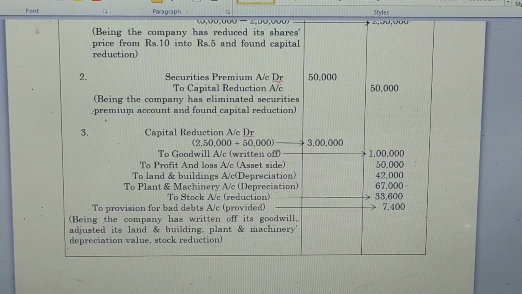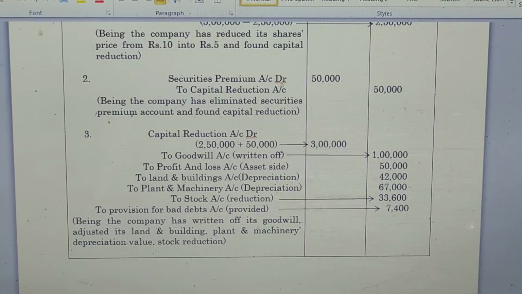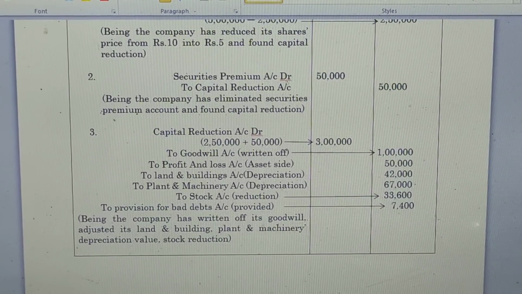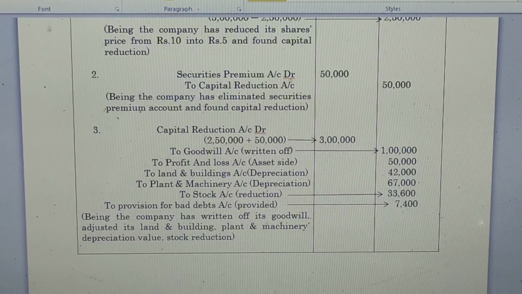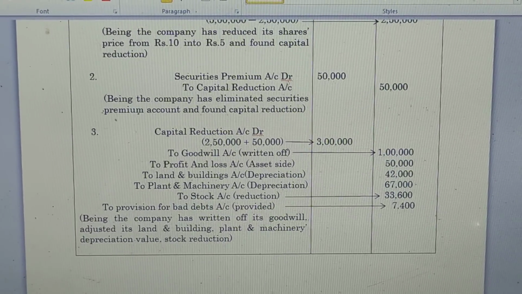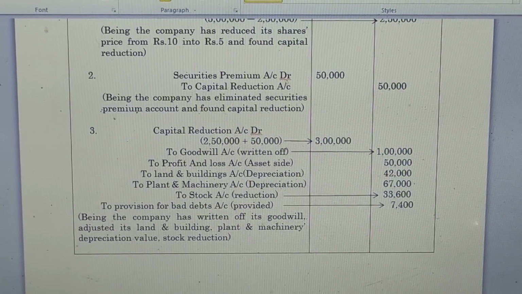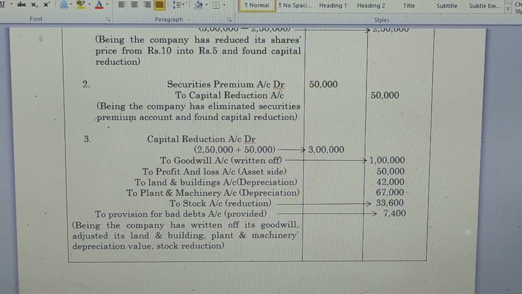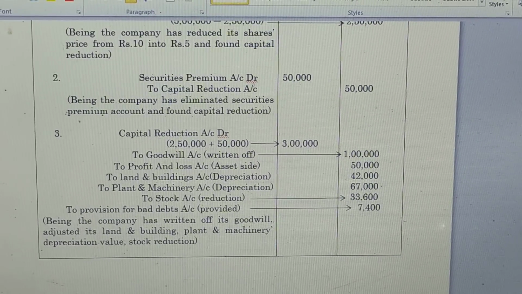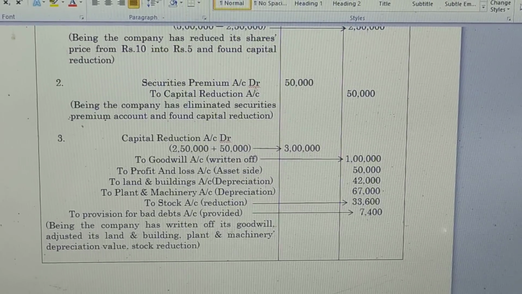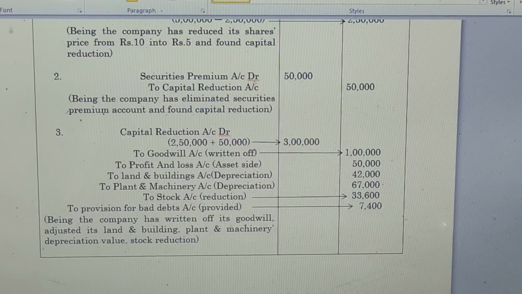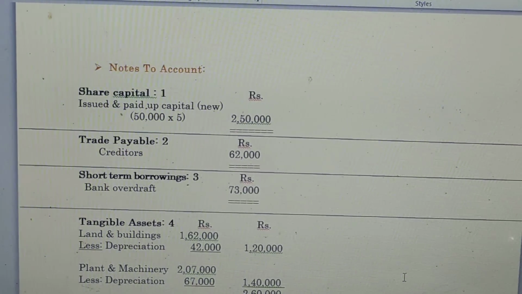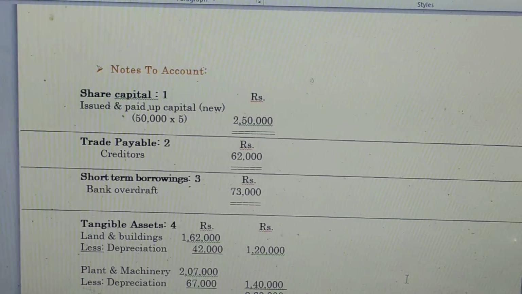And in narration, being the company has written off its goodwill and adjusted its land and buildings, plant and machinery depreciation value, as well the stock reduction value and provision for bad debts value. These amounts are adjusted with the total capital reduction account. After adjusting this amount with the capital reduction amount, there is no value left. So that is why the account has been closed. Then we are going to find out the notes to account value for preparing the balance sheet.